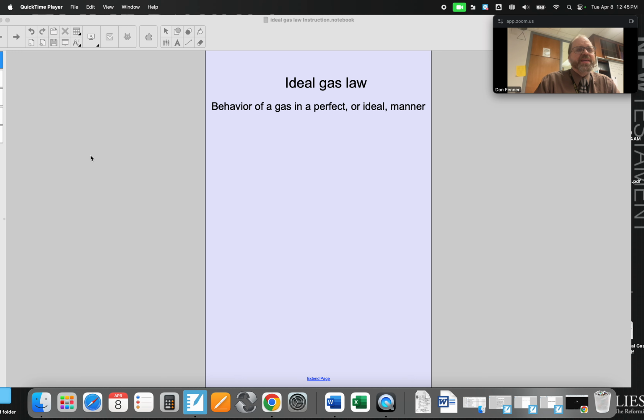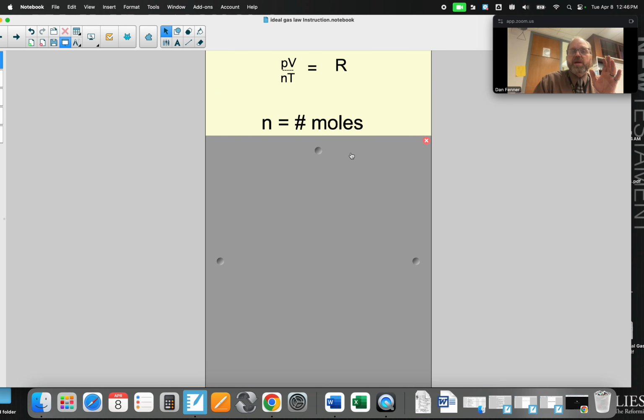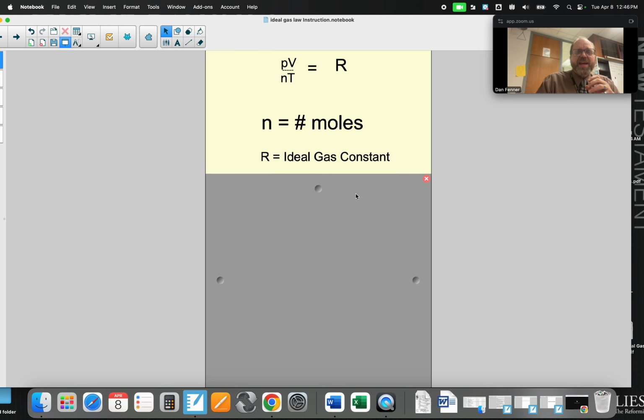Now, when we deal with the combined gas law, we take our values, PV over nT, where n is another value we're going to find. It's called the number of moles. It is actually a gas law as well, referred to as Avogadro's law. It's not necessarily as well known as the other ones. And if we put those together, we get a value R. Now, R stands for the ideal gas constant.